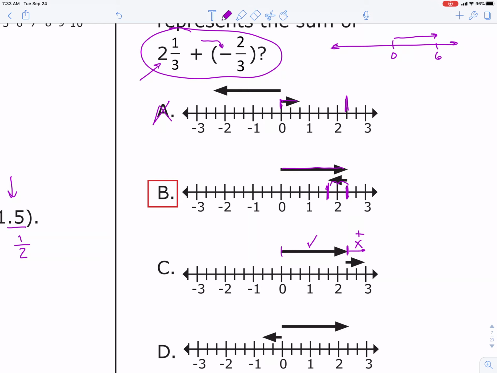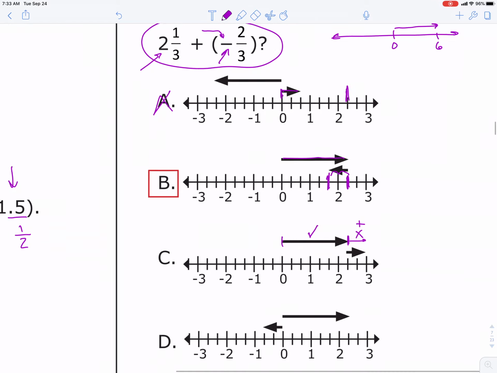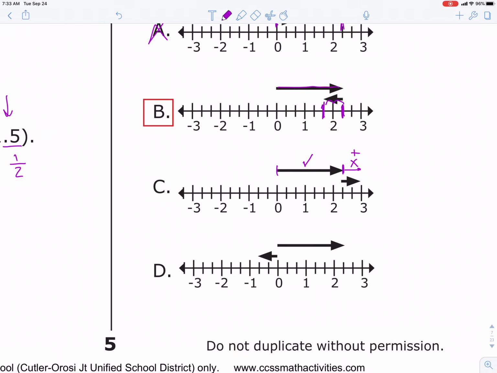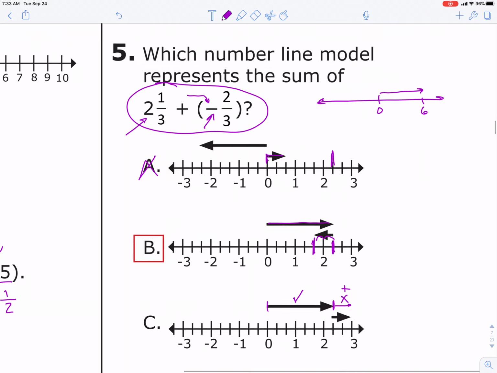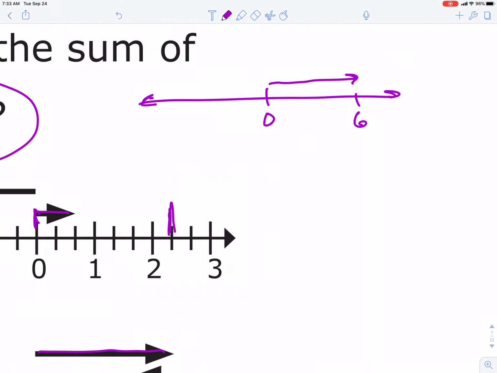Okay, we're looking for a negative here. Let's look at D. Well, D starts at 0, but one of them goes this way. That's okay, but you don't go back to 0 to subtract. That would be ridiculous. Let's go back and look at my number line. If I subtracted 2 from 6, would I go back to 0 and go back 2? Because that would put me at -2.